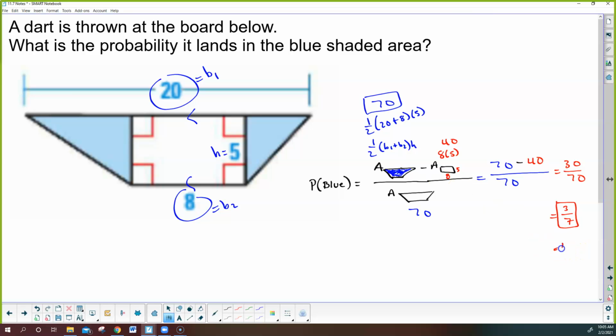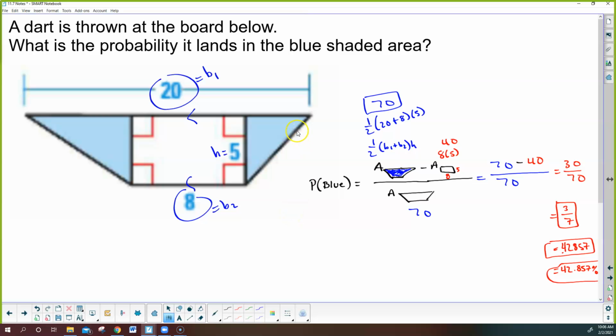If I convert that into a decimal, I get 0.42857. And then if I move that 2 decimal spots to the right, that gives me about a 42.857% chance of hitting that if this was a dartboard. Or another way to think of it is the blue area takes up 42.857% of the overall shape.